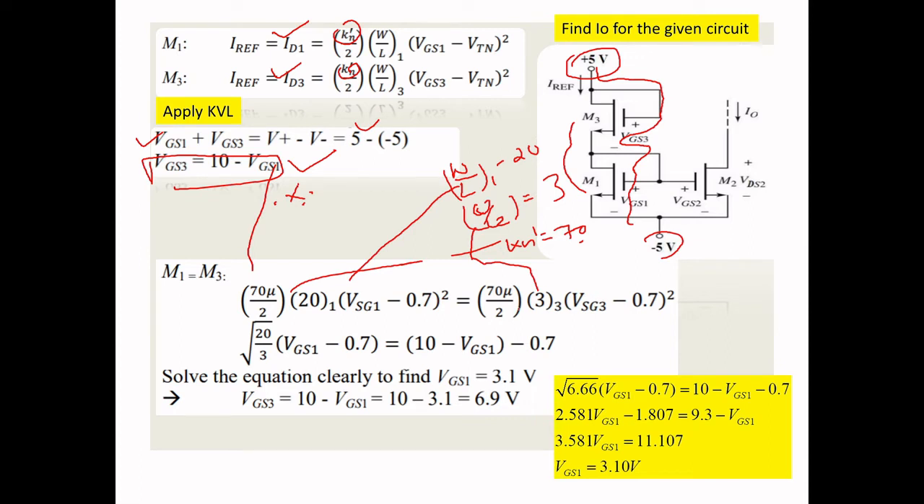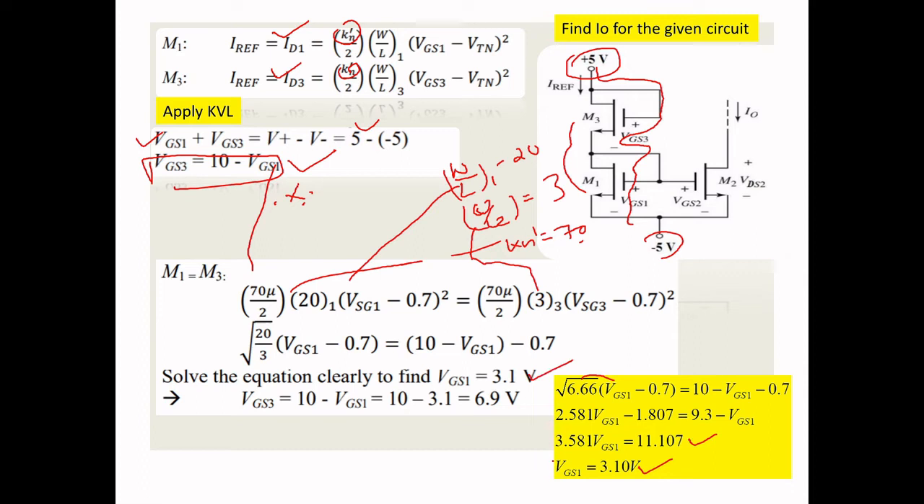See, I have solved here also for better understanding. So 20 by 3 (VGS1 minus 0.7) equal to (10 minus VGS1 minus 0.7). So when you solve, 6.66 (VGS1 minus 0.7) equals (10 minus VGS1 minus 0.7). When you multiply these values, you will finally get 3.581 VGS1 equal to 11.107. When you solve further, VGS1 equal to 3.10. So you will be getting this value.